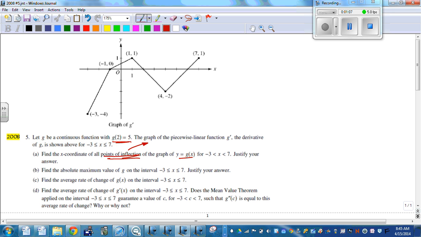All right, you need to be more specific, especially when you do the justification. Can't use the word "it." What's "it"? Second derivative. That's what he meant.